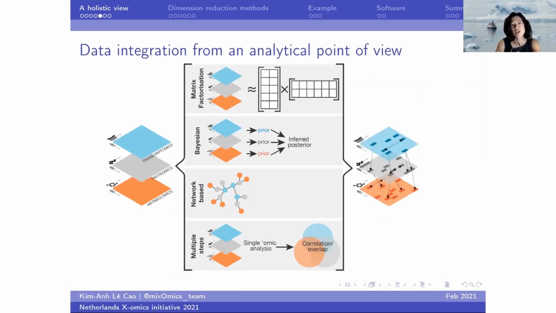And there are different types of methods for data integration, and I'm sure you've heard about some of them. So matrix factorization techniques is what we focus on in mixOmics, but we also have Bayesian approaches that have been proposed, network-based approaches, or also multi-step approaches. So those approaches, the multi-step ones, really look at analyzing each single omic layer at a time, identify what are the key markers in each of these layers, and then look at the overlap, for example, at the gene level between those results. So I will give you an example of such analysis in the case study.